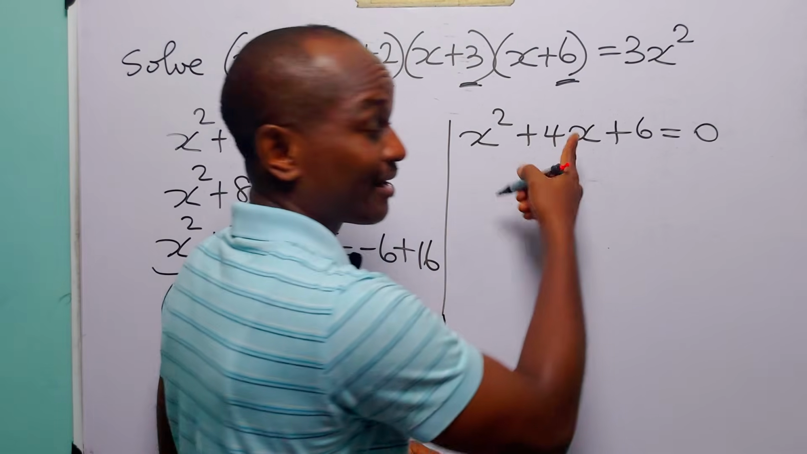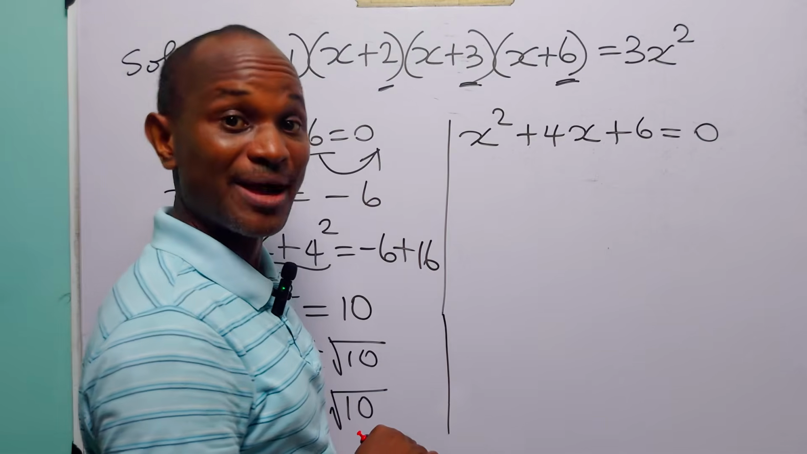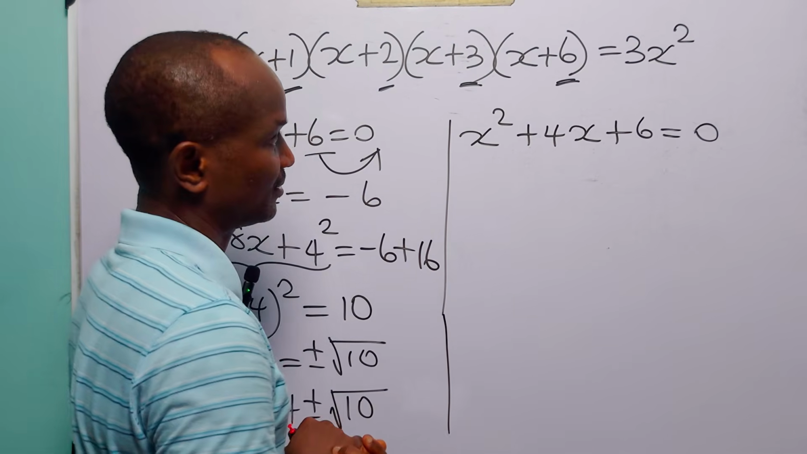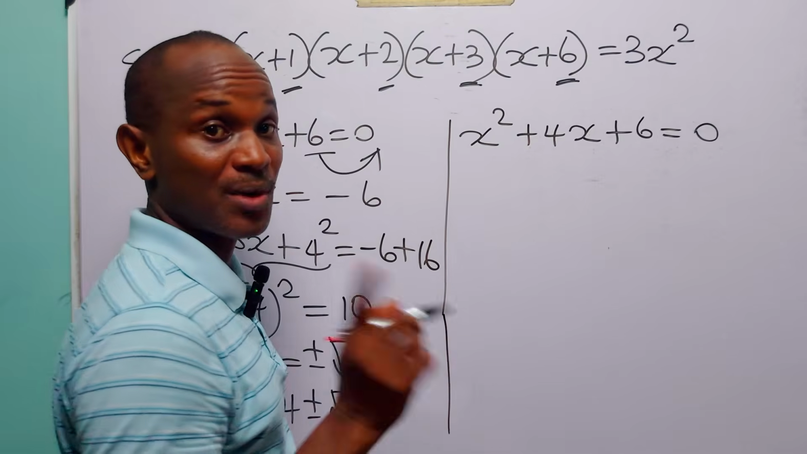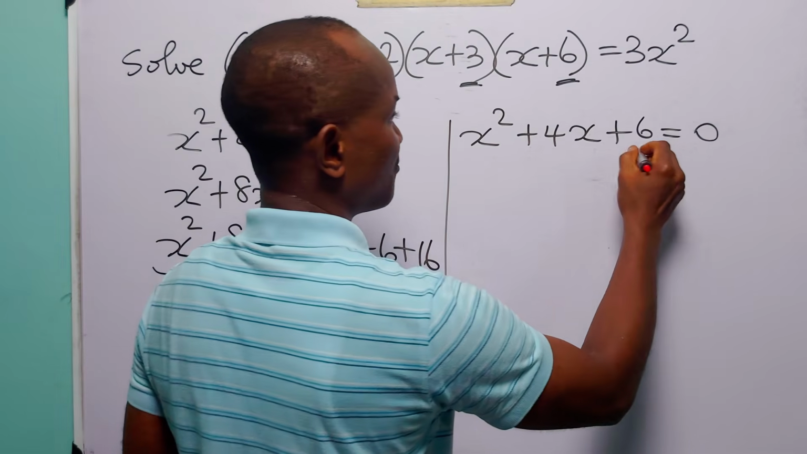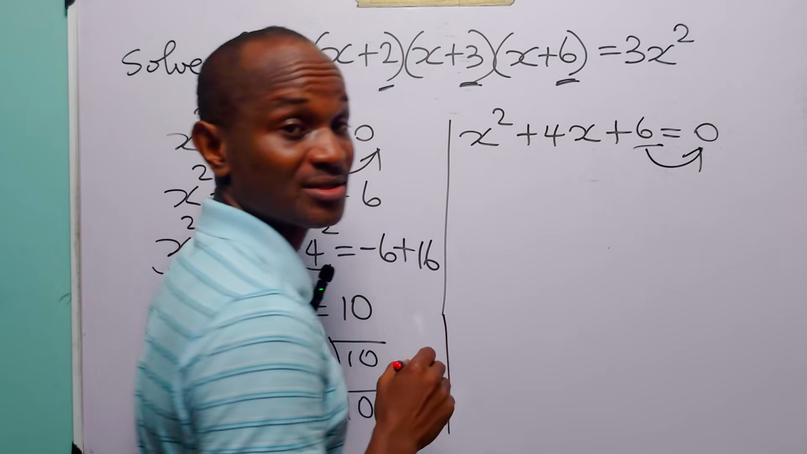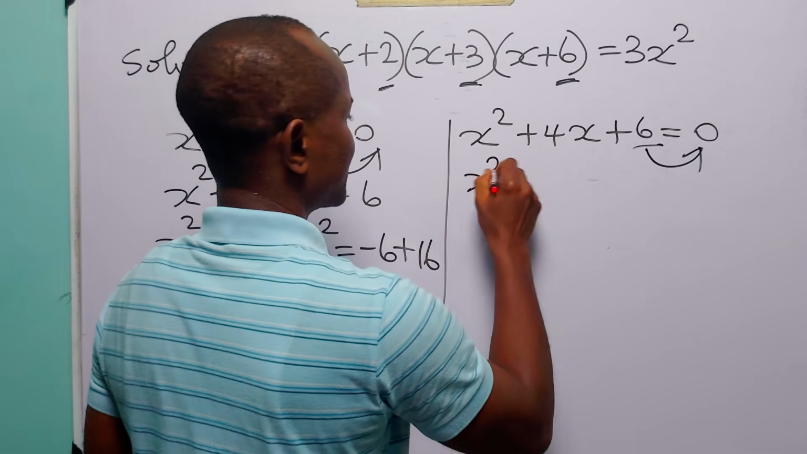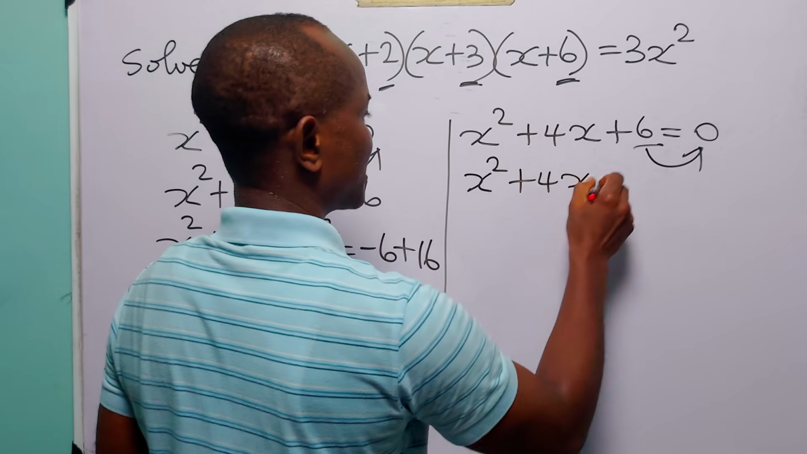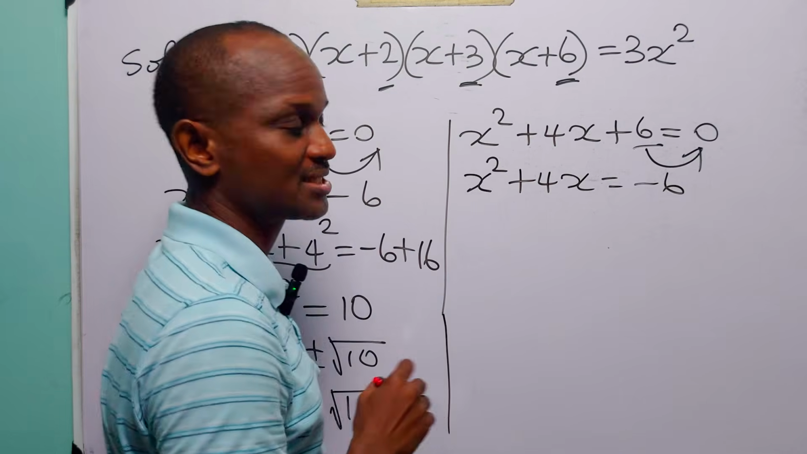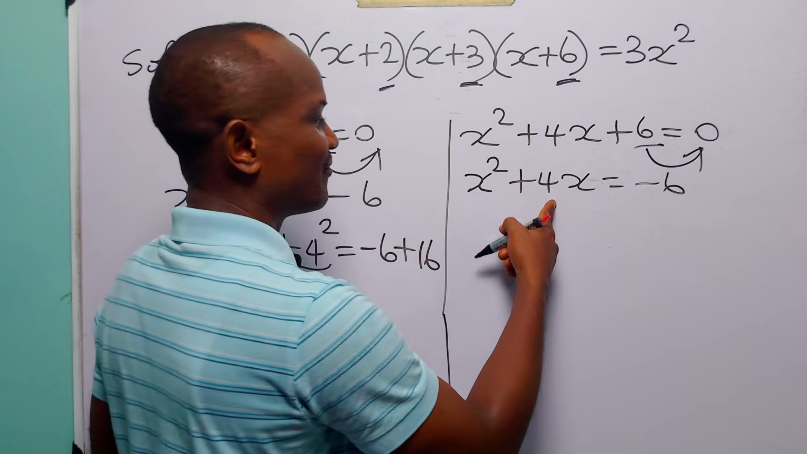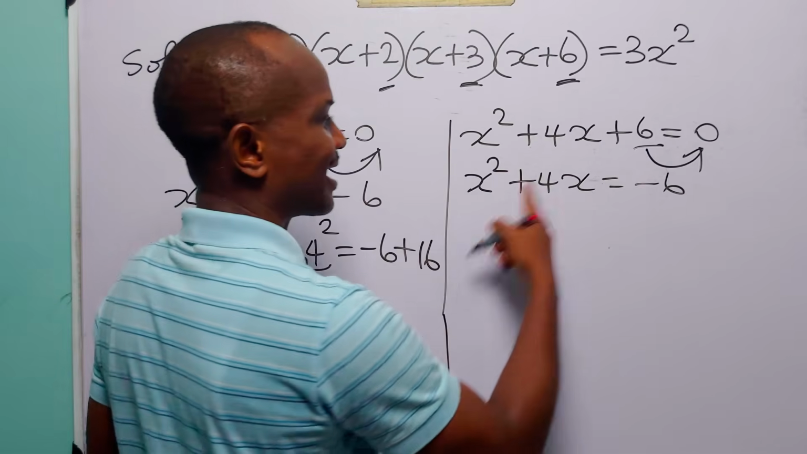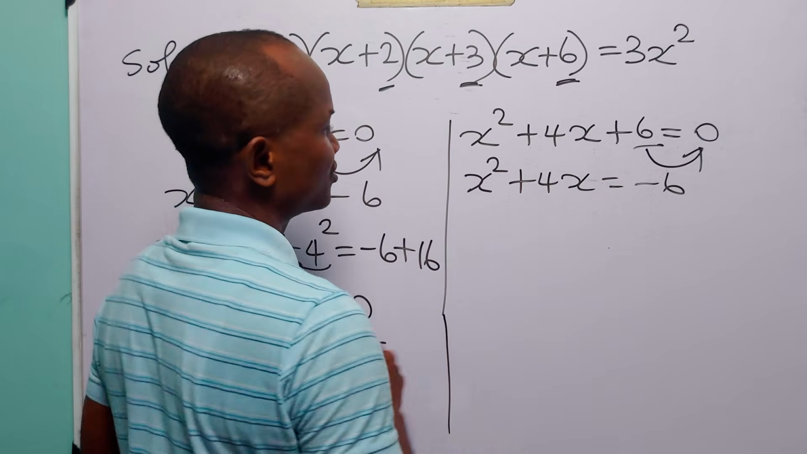Now, once more, we cannot solve this equation by factorization, so let us solve it by completing the square method. The coefficient of x squared is already 1, so we move the constant term over to the right-hand side. When we do that, we have x squared plus 4x is equal to minus 6. Once more, we divide the coefficient of x by 2, square it, and add to both sides of the equation.